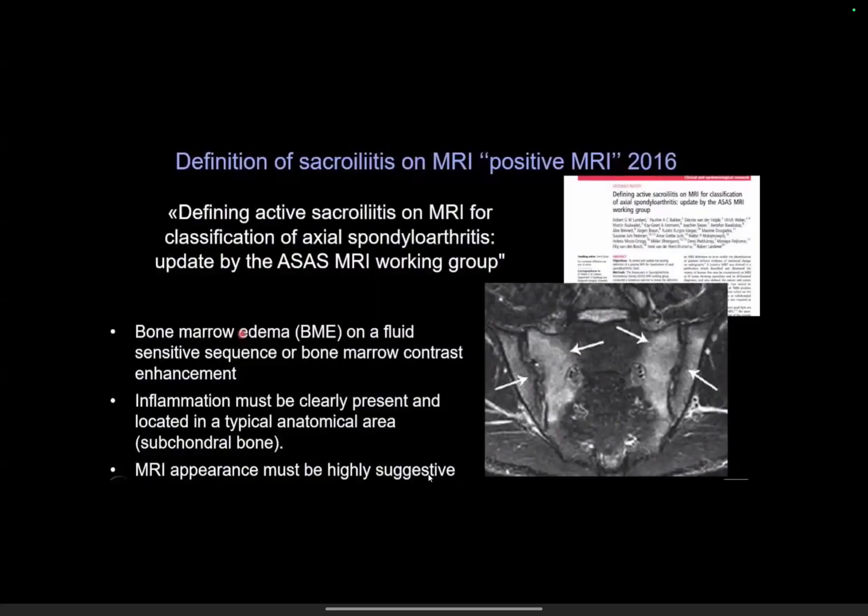So basically, they repeatedly mention that it should be highly suggestive, meaning along the subchondral location, present in typical amount. Initially, in the middle, there were people saying grading of 1 to 8 on both sides, making it a 16-point score. But then they just say if it's significant or suggestive bone marrow edema, the anatomical location of it, and the capsulitis and enthesitis association with it. Okay.